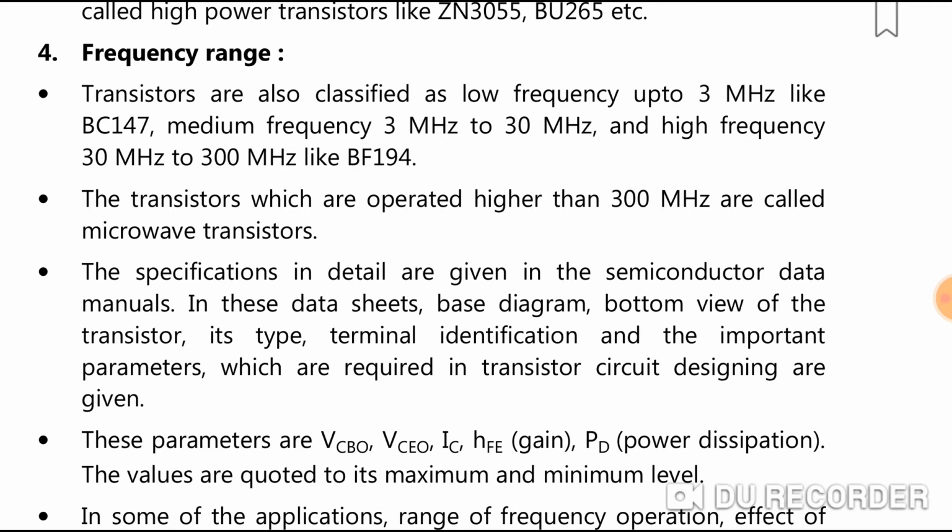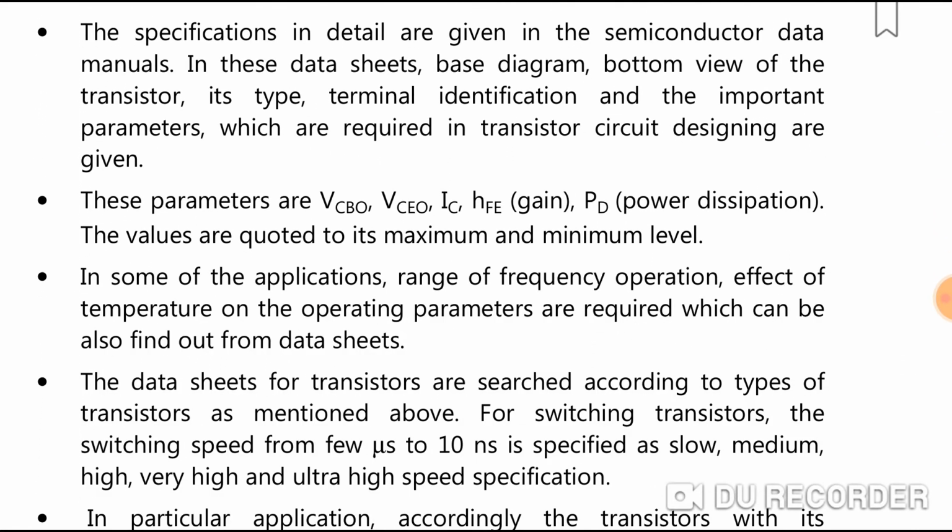The specifications in detail are given in the semiconductor data manuals. In these data sheets, base diagram, bottom view of the transistor, its type, terminal identification and the important parameters which are required in transistor circuit designing are given. These parameters are VCBO, VCEO, IC, hFE gain, PD power dissipation. The values are quoted to its maximum and minimum level.